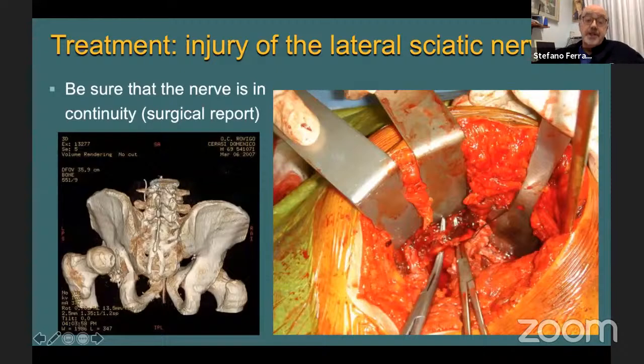Sometimes you have to ascertain and go to the report. There are surgical reports which are written very well, and in some of them you can find the rupture of the sciatic nerve. Of course, this is another question. It's not only a compression, it's a traction, and the expectation of recovery is different. So please always ask for the surgical report after a posterior wall fracture of the acetabulum.